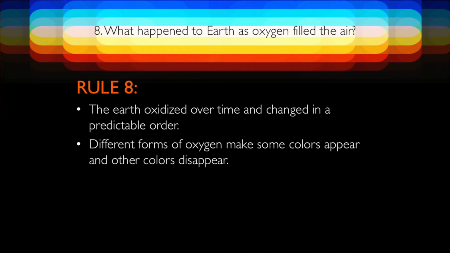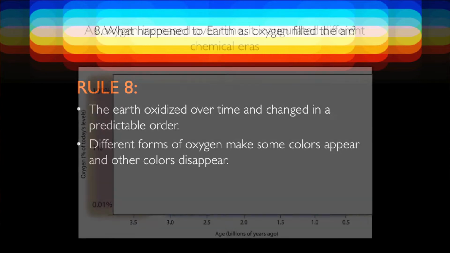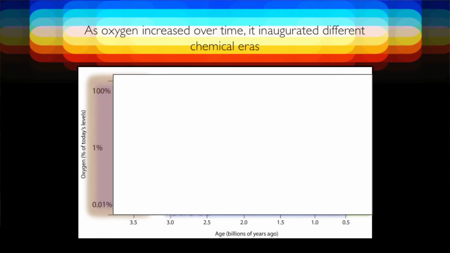And we can see how oxygen and light change things by doing experiments. Different forms of oxygen have different effects on different colors. Some colors appear, some colors disappear. So I'm going to show you an example of each.